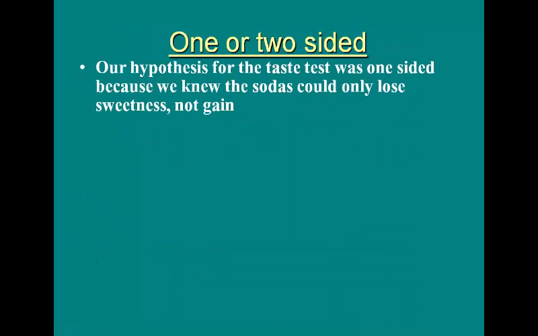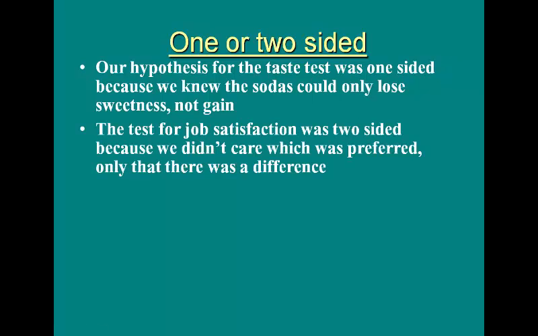Our hypothesis for the taste test was one-sided because we knew that the sodas could only lose sweetness for most of the people that were tasting it and not gain. So we had some positive value that we're looking for, so we thought that it was something other than zero and it was greater than zero. So our alternative hypothesis was mu is greater than zero. The job satisfaction was two-sided because we didn't really care which one was preferred, only that there was a difference between the self-paced and the machine-paced work.